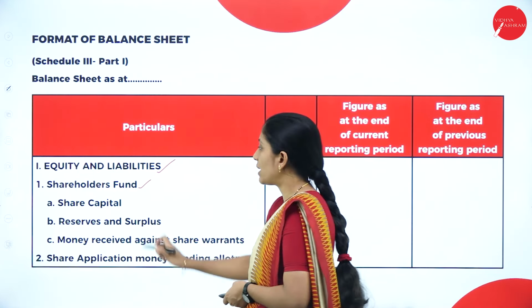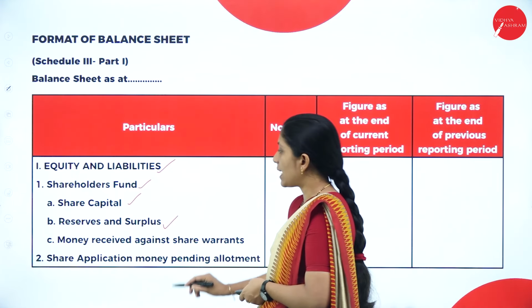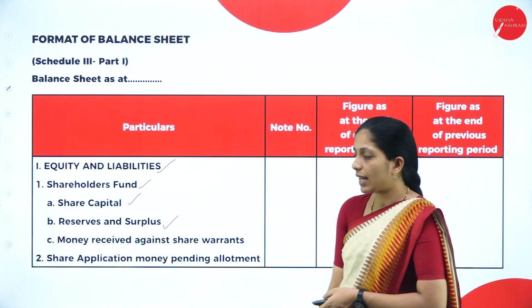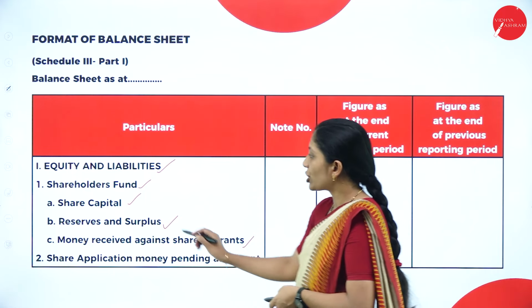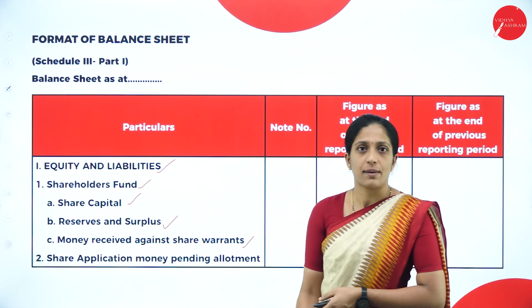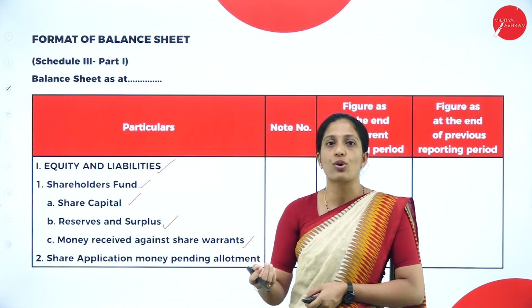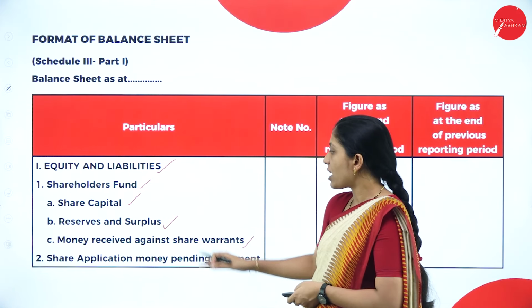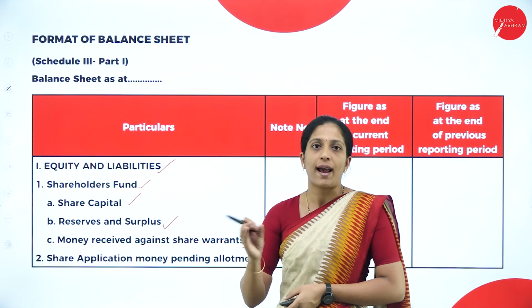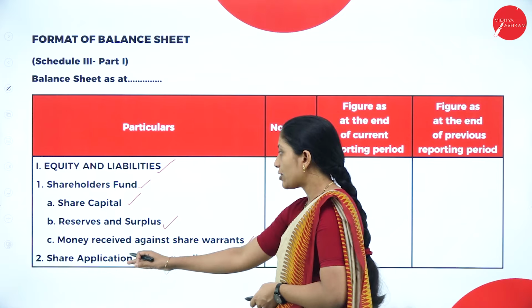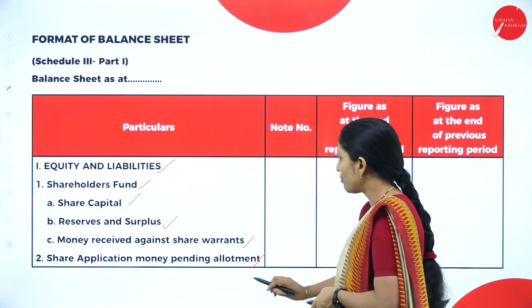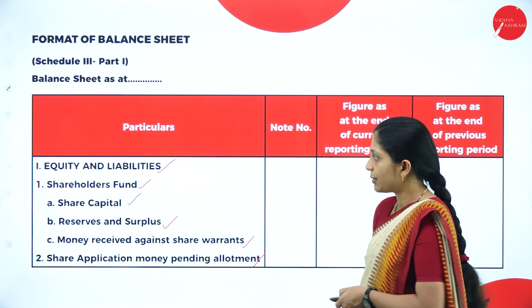Under shareholders fund, we have share capital, reserves and surplus, money received against share warrants. Now for share capital as well as reserves and surplus, we have to prepare the necessary notes required. But for money received against share warrant, you don't have an accounting treatment. Like share application money pending allotment, for this also you don't have an accounting treatment.